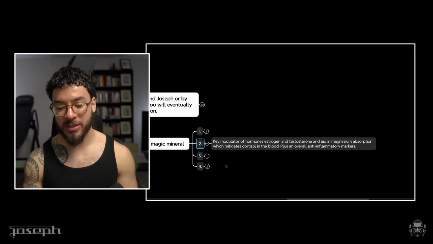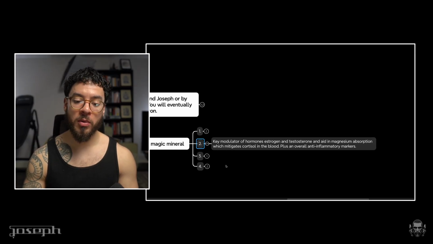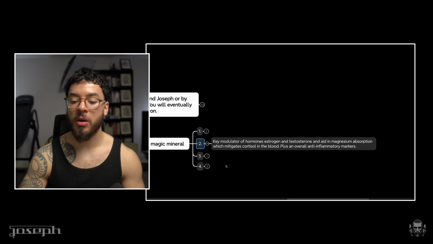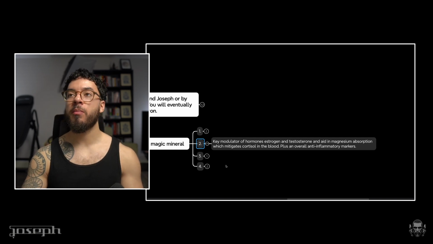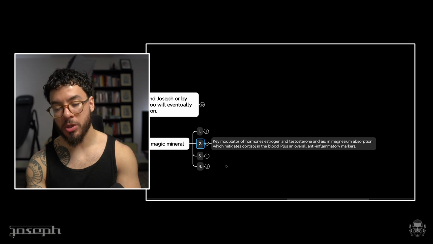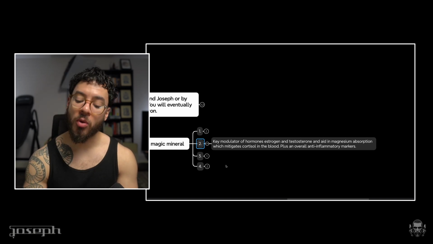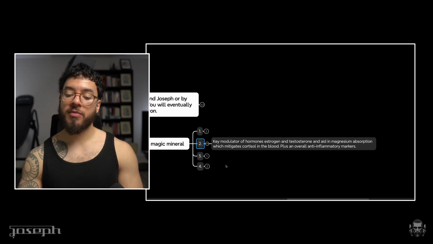Another key factor to highlight here is the modulator of hormones such as estrogen, testosterone, and also the aiding of magnesium absorption, which mitigates cortisol in the blood. And we all know there's an inverse relationship between cortisol and testosterone. There is a phenomenon called cortisol steal, and I mentioned that in my last video, I believe. And that is a phenomenon whereby the same resources which are used to make testosterone are also used to make cortisol.